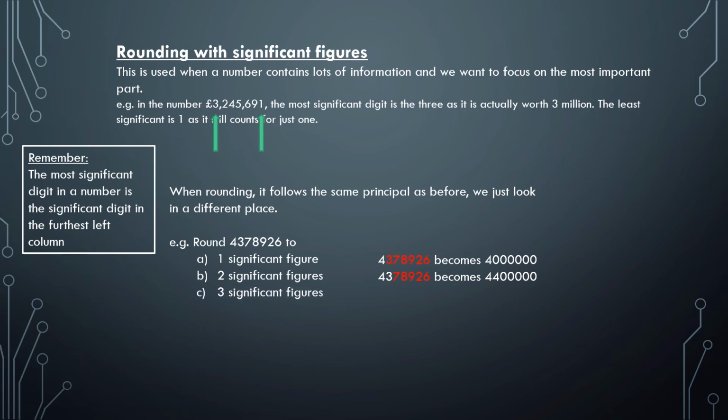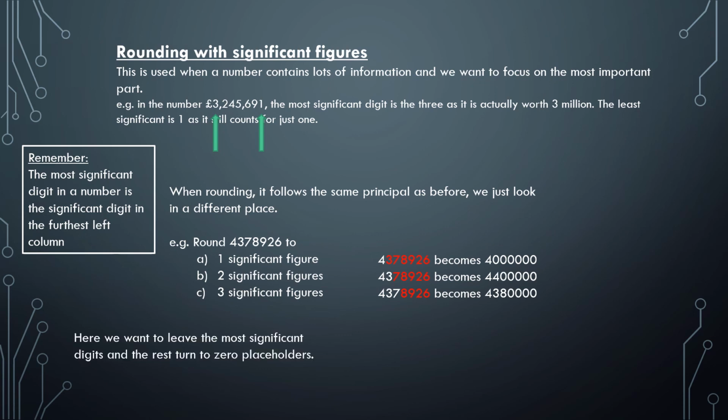And finally, if we want to look at 3 significant figures, we've got 4, 3, 7, and then we've got my 8, 9, 2, 6 in red. So is my 7 going to stay as a 7, or is it going to round up? So again, we're checking the number to the right. Is it 5 or above? Yes, it is. It's an 8. And so we can round the 7 up by 1, and so it becomes 4, 3, 8. And all those digits that are in red just get replaced as zeros.